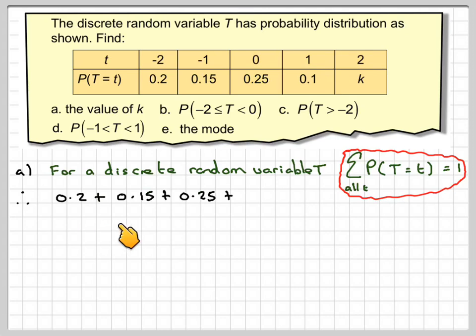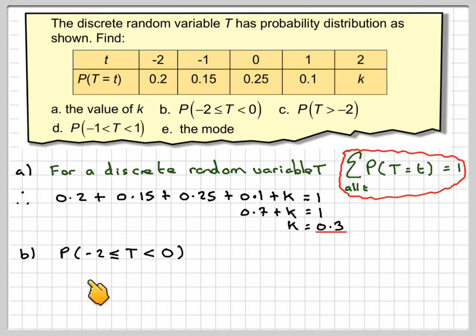So if we do 0.2 plus 0.15 plus 0.25 plus 0.1 plus k is equal to 1, this here comes to 0.7, so 0.7 plus k is equal to 1. Taking 0.7 from both sides, you're going to get that k is 0.3.